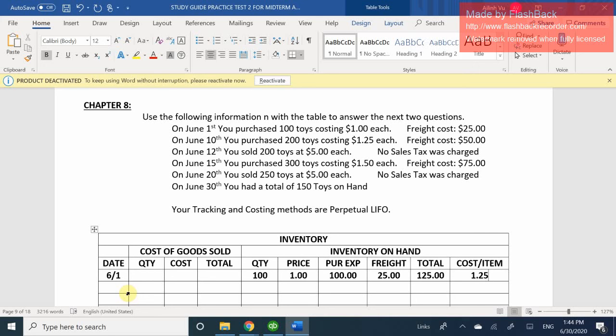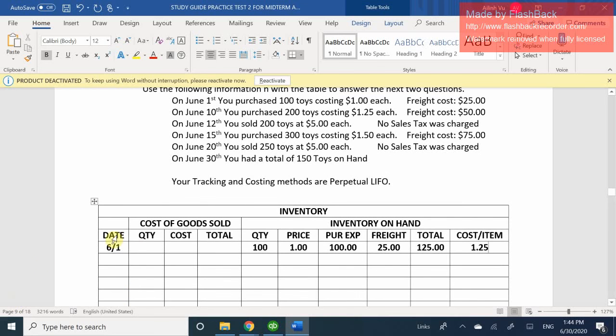Okay. June 10th. What happened on June 10? You purchased 200 more toys at $1.25 for $250. Purchase expense, freight was $50. Total of $300, and your cost per item is $1.50. All right. Let me make sure my numbers are correct here. Yes. Good. All right. So that's how you just enter in the information right there. Next one, June 12th.